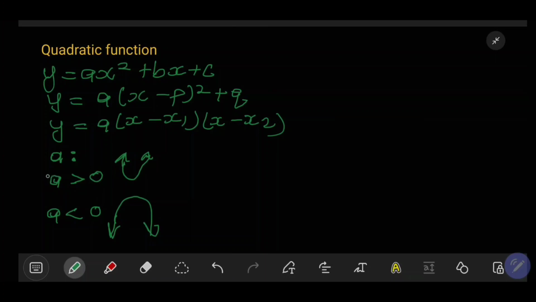So when we say a is greater than 0, the value of a should be positive, and if the value of a is positive, then we're going to have a smiley parabola. Then when we say a is less than 0, we mean that the value of a in that case will be any negative number. Then we're going to have a sad parabola.